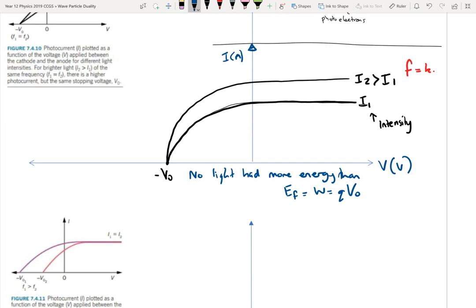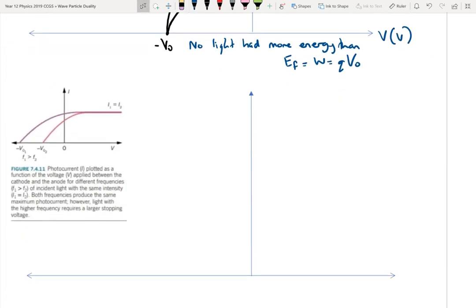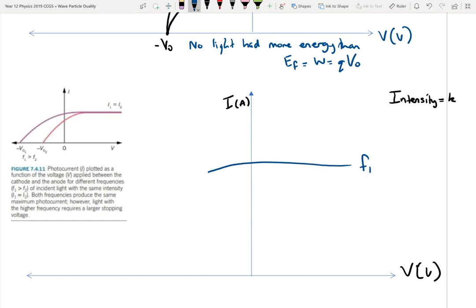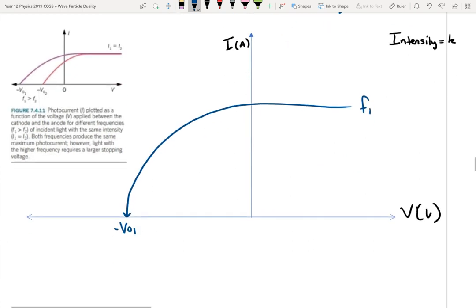Then, last experiment, changing your variables. Now, we kept the intensity constant, and we changed the frequency. Okay? So, same graph, current on the y-axis, voltage on the x-axis. So now, let's suppose we had F1. Let's go blue light. And you get this curve. And we'll call that V01, stopping voltage 1.